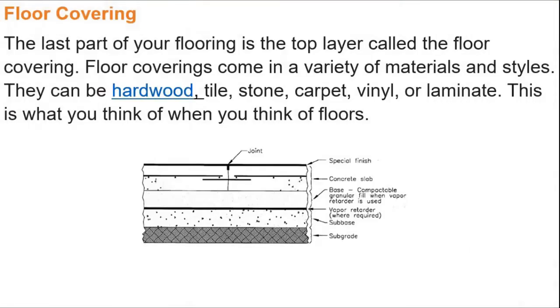Next one is floor covering. The last part of your flooring is the top layer called the floor covering. Floor covering comes in a variety of materials and styles. They can be hardwood, tile, stone, carpet, vinyl, and laminate. This is what you think of when you think of floor.